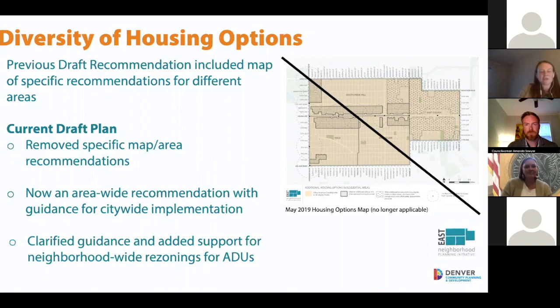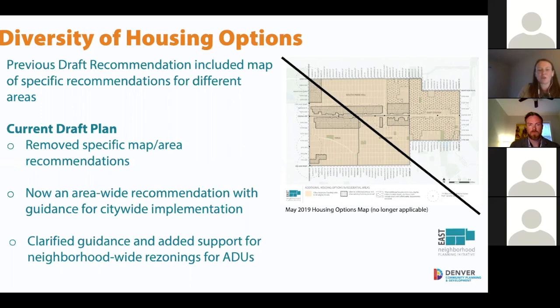And now we have this area-wide recommendation that I described, which provides guidance for a citywide implementation. And in the latest draft, we did make some updates to clarify that guidance and add support for neighborhood-wide rezoning for ADUs, should those want to go forward, and ADUs, the accessory dwelling unit, before we have a citywide implementation of more housing options.